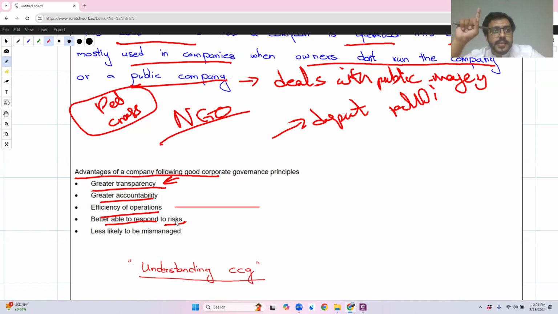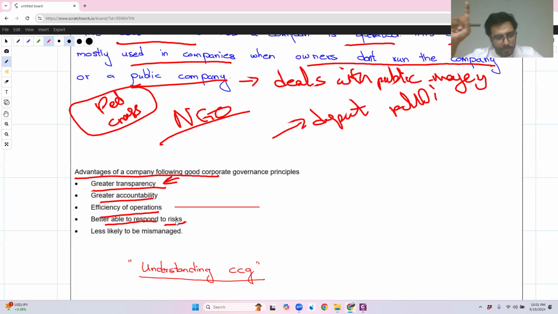You can say that the CCG makes sure that the company is being run within the best interest of the shareholders. That is the more appropriate definition. Because if CCG wasn't there, the profits would have been stolen. Everything would have been gone. So CCG is there to make sure that the company is being run in the best interest of the shareholder. And what is the best interest of shareholder? More profits.